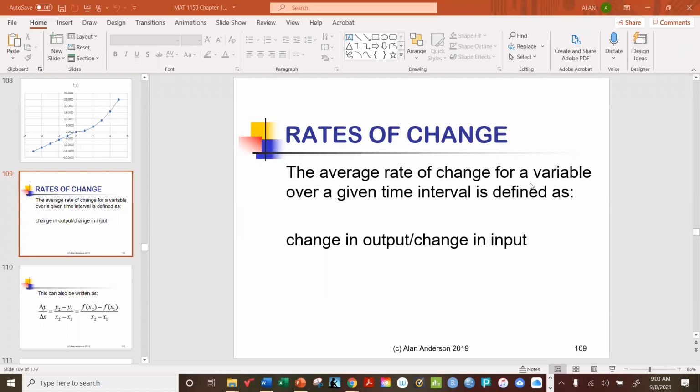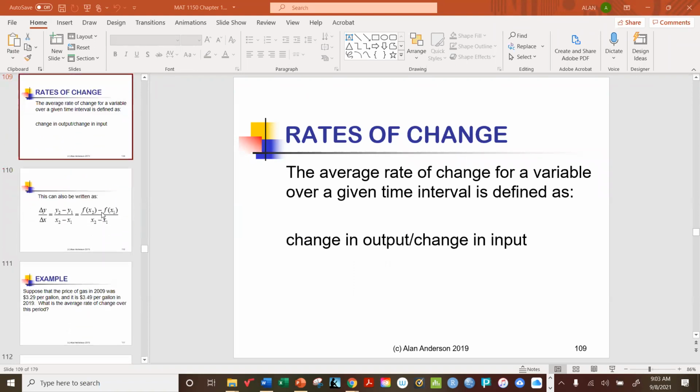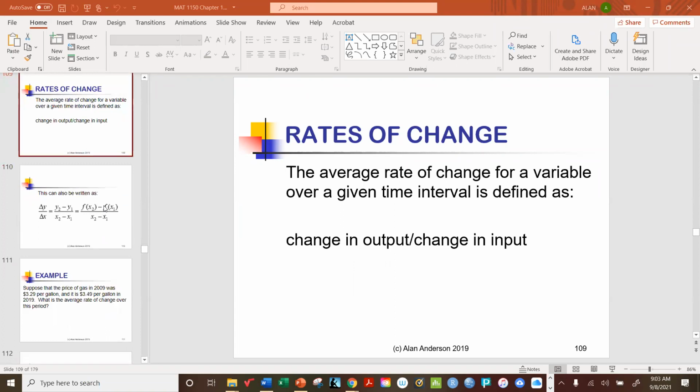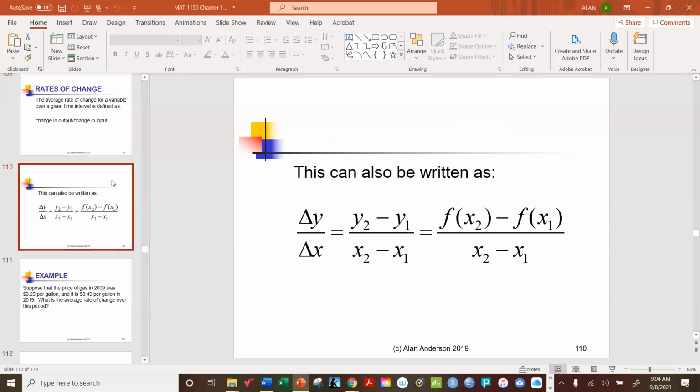The average rate of change for a variable over a given time interval is equal to the change in the output divided by the change in input. That sounds very abstract, but you'll see as we go along that it's not that complicated after all. This is actually just taken directly from the concept of the slope. You might recall that the slope of a line or any other function is delta y over delta x. But what exactly do we mean by delta y and delta x? Well, you have to assume that there are 2 points on some function, which we can draw on the xy coordinate system.